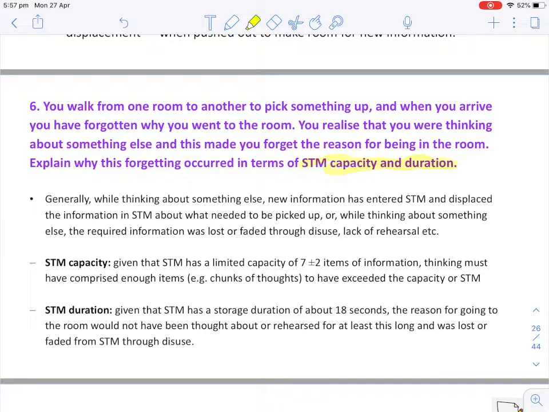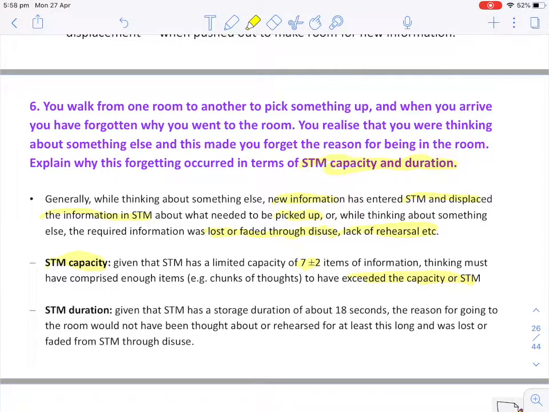So generally, when we think about something else, new information has entered short-term memory and displaced the information that needed to be picked up while we were thinking about something else. The required information was lost or faded through disuse or the lack of rehearsal in there. So that goes back to the idea of the short-term memory capacity, that it is 7 plus or minus 2 items of information. So thinking must have comprised enough items to have exceeded the capacity. So it must have been too big and exceeded that capacity.